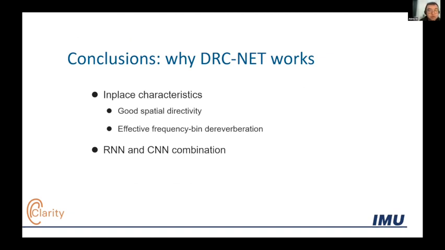Our conclusion is that DRC-Net works because it has in-place characteristics, independently processing each frequency bin. Thus, it has good spatial directivity and can effectively perform dereverberation in each frequency bin. And besides, we combine RNN and CNN together to get a much more powerful neural network.